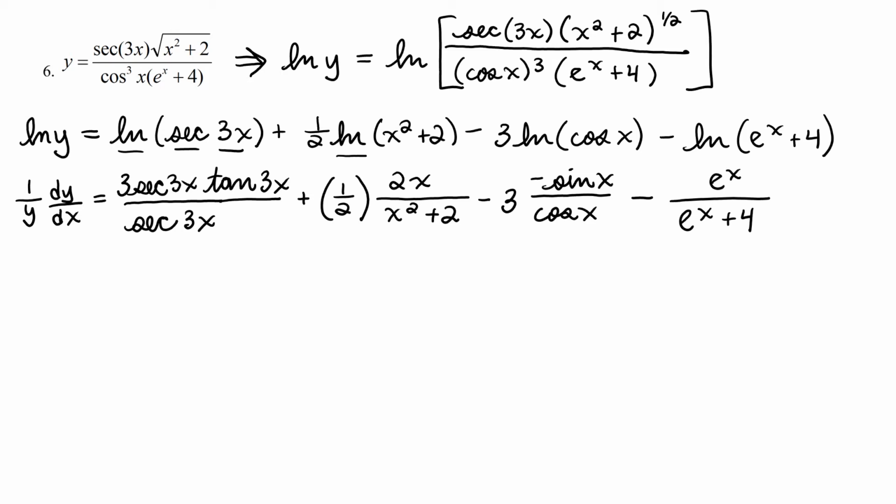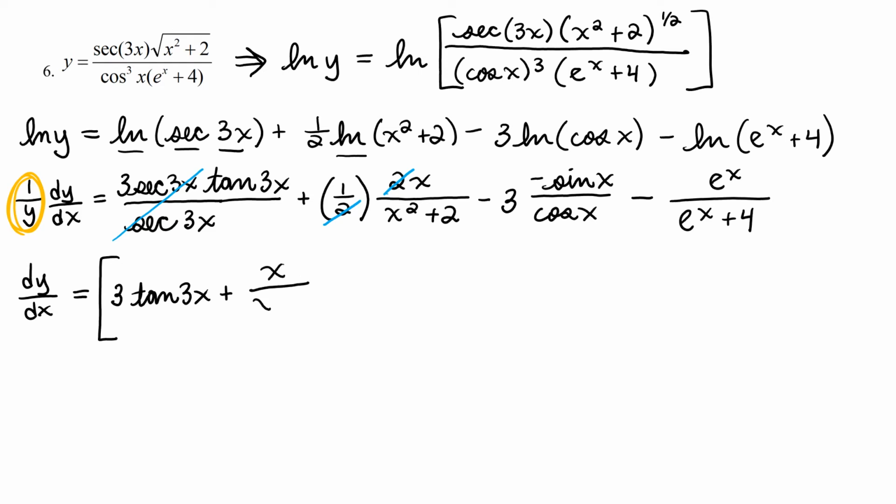And then we can just do a little bit of simplification, and we're trying to figure out dy dx, not 1 over y dy dx, so we'll have to multiply both sides by y. So dy dx will be equal to, well, 3 secant 3x tangent 3x over secant 3x. Our secant 3x's will divide out. So that'll give us 3 tangent of 3x. Plus 1/2 times 2x, we're both dividing by 2 and multiplying by 2. So our 2's will divide out. So we have x over x squared plus 2.